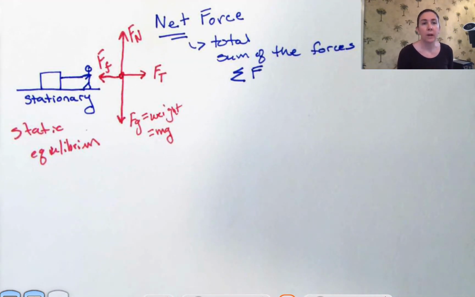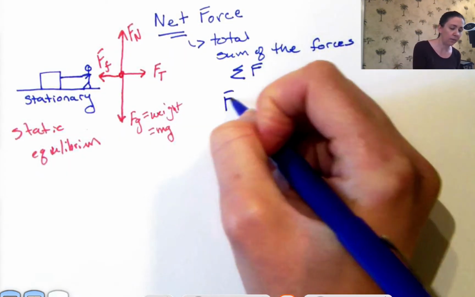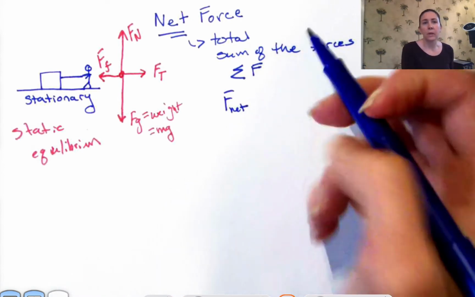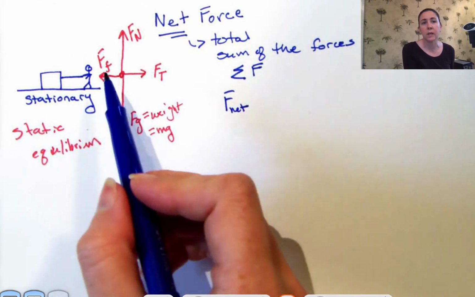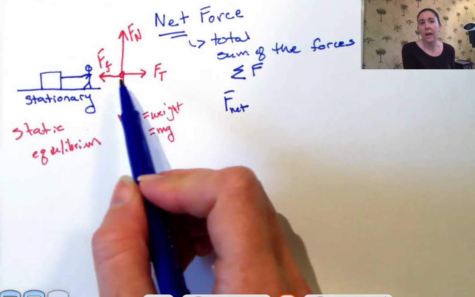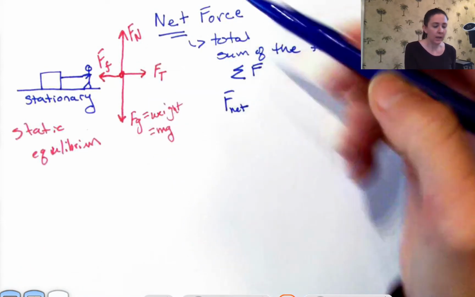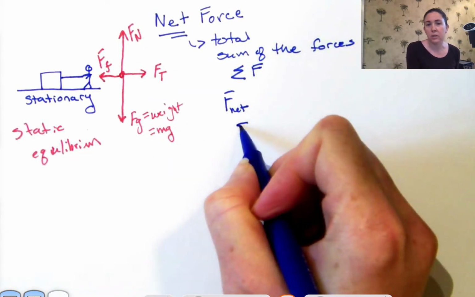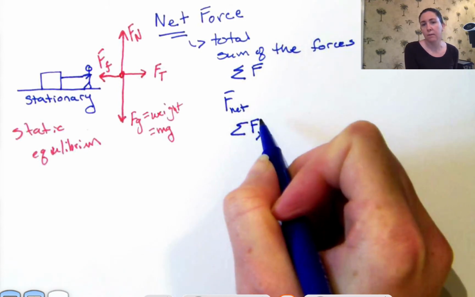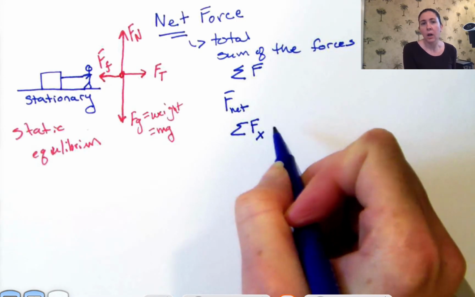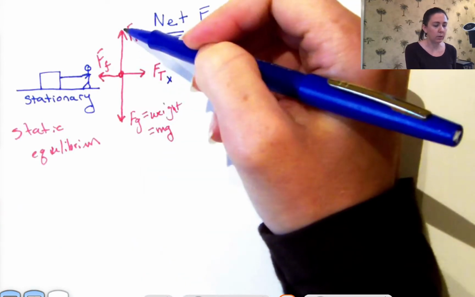What we really want to do now is come up with an equation that talks about the net force, or F net. Now, we can't just sum all of the forces in all of the directions. We actually have to sum the forces in the x direction and separately sum the forces in the y direction. The way that this looks is you go sigma F_x, so the sum of the forces in the x direction. This is going to be our x direction. This is going to be our y direction.